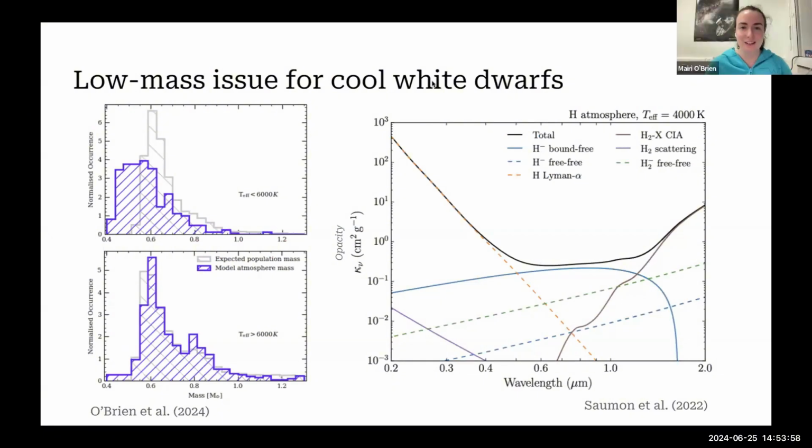Okay, thank you. So we also found that there was a low mass issue for cool white dwarfs.